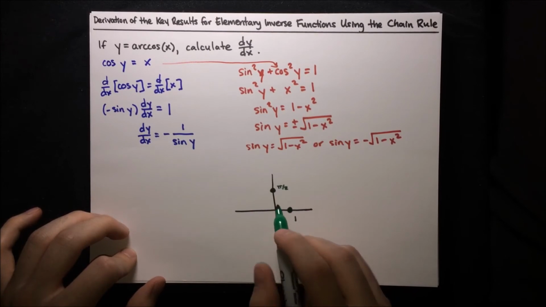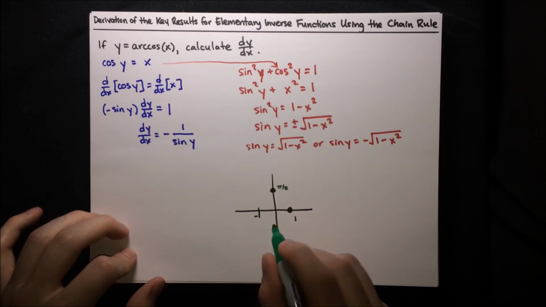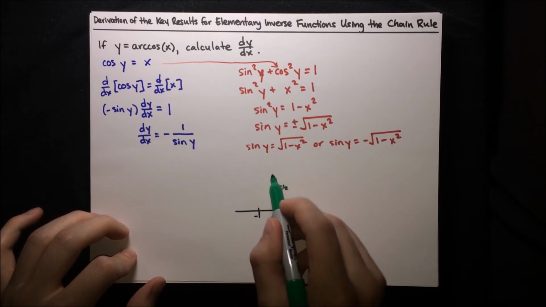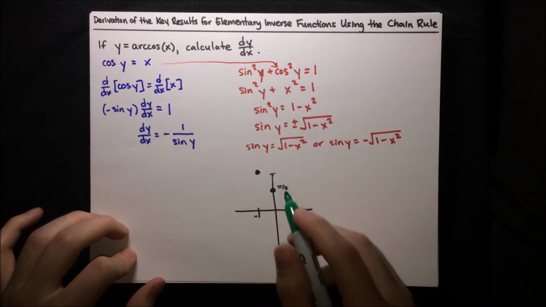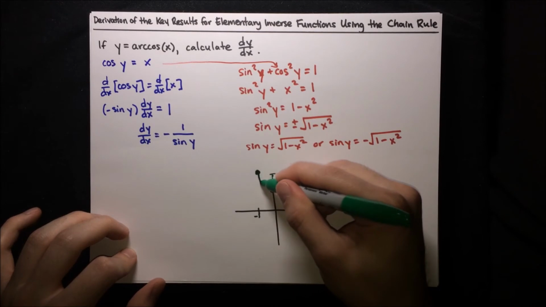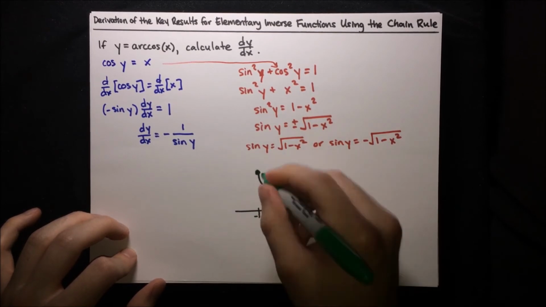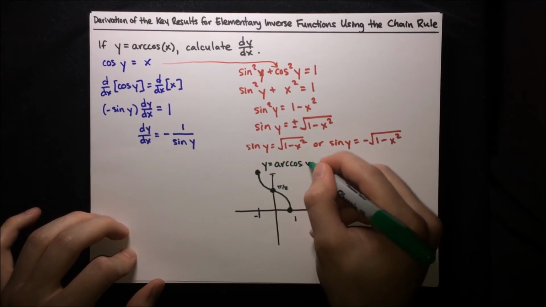Cos of pi is negative 1, so that gives us the point (negative 1, pi), and pi will be up here, so it'll be right about over here. And from here we can draw a rough sketch of the graph. It looks something like this. That's y equals arc cos of x.